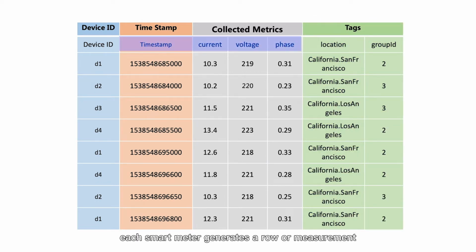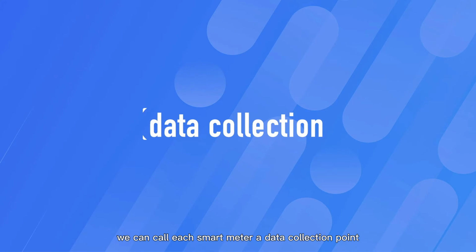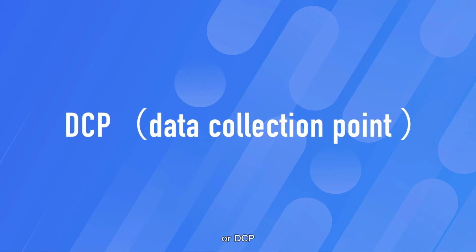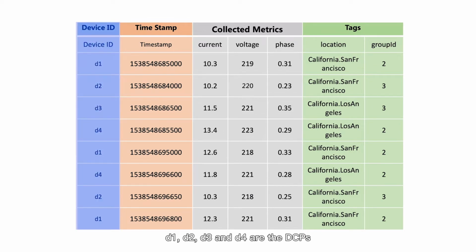Each smart meter generates a row or measurement either at a predefined time interval or when triggered by an external event. In this way, the device produces a sequence of measurements with associated timestamps. We can call each smart meter a data collection point, or DCP. A DCP can collect one or more metrics, but these metrics are collected at the same time and have the same timestamp. In our example, D1, D2, D3, and D4 are the DCPs.